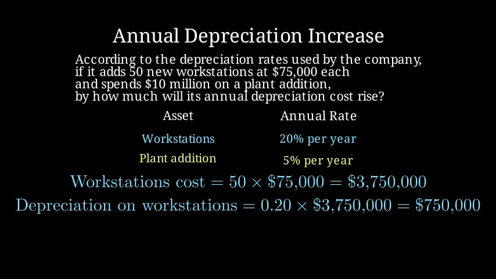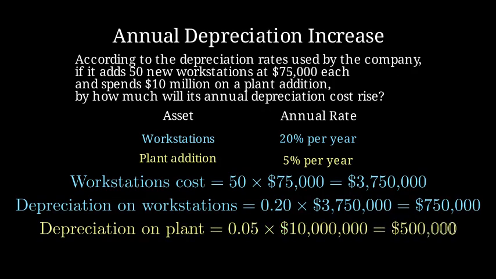The company spends $10 million on the new plant space. The report says building additions depreciate at 5% per year. So we compute 5% of 10 million. Now, we add the two depreciation amounts together. The annual increase is 750,000 plus 500,000.